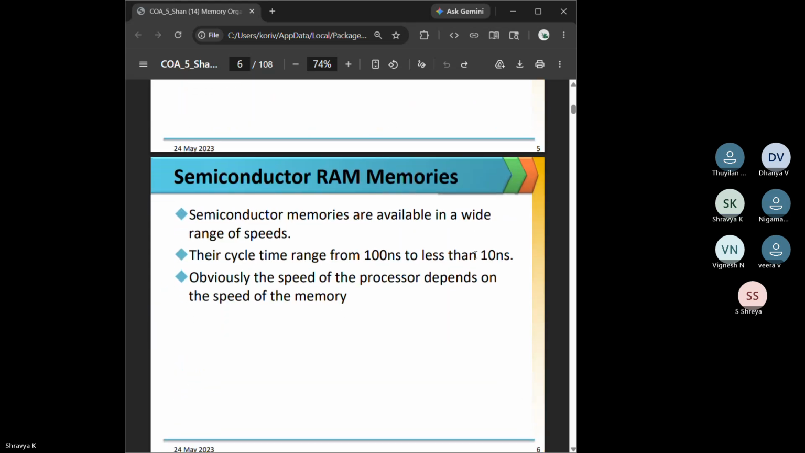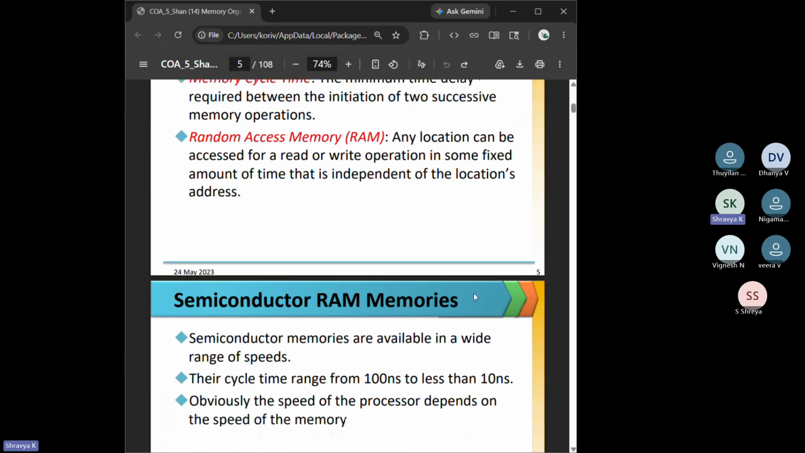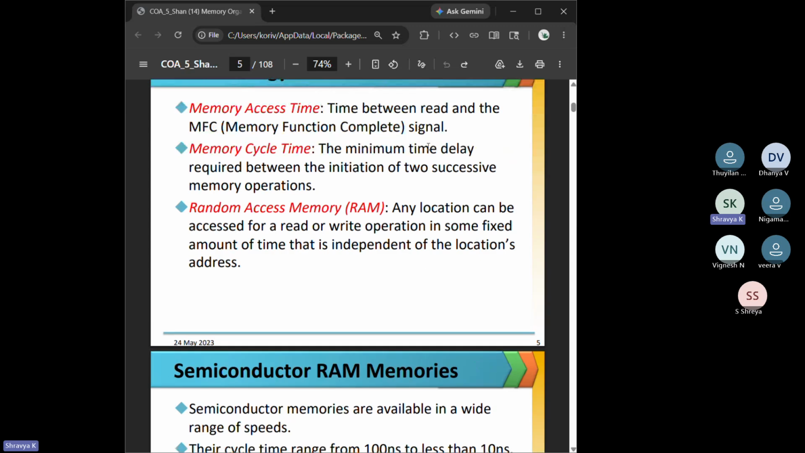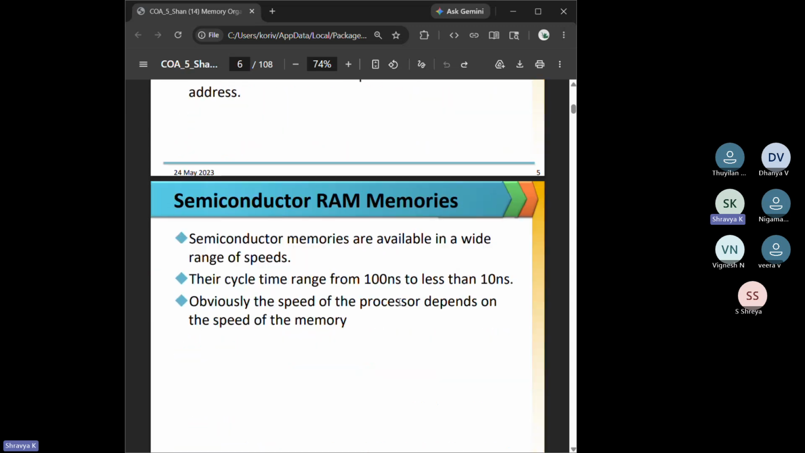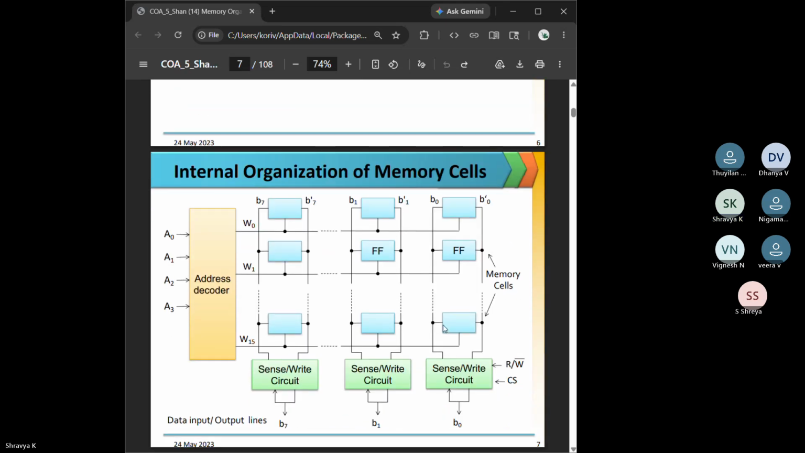Semiconductor memories are available in a wide range of speeds, and their cycle times can range from 100 nanoseconds to less than 10 nanoseconds. Obviously, the speed of the processor depends on the speed of the memory. So minimizing all these latencies and times is very important, because the processor's efficiency also depends on the speed of the memory itself.